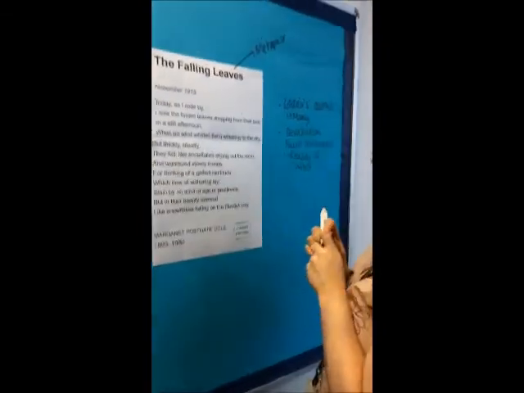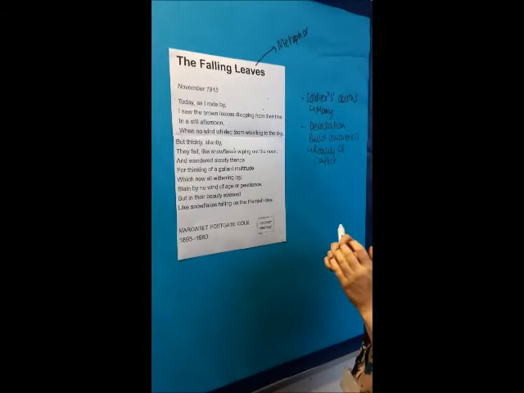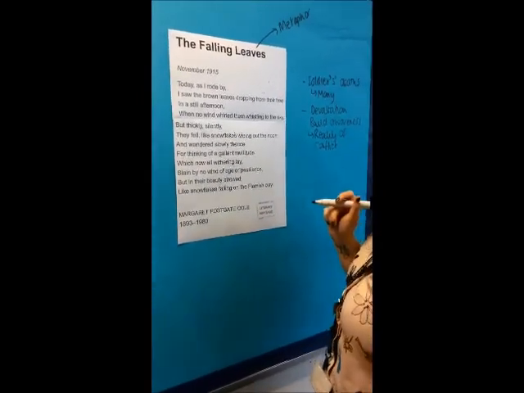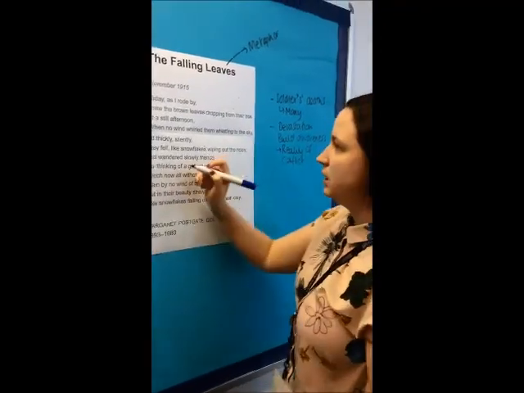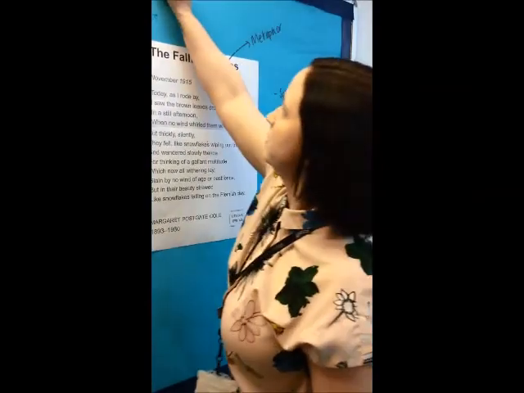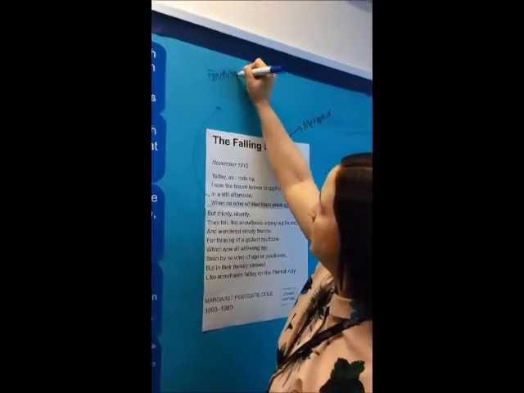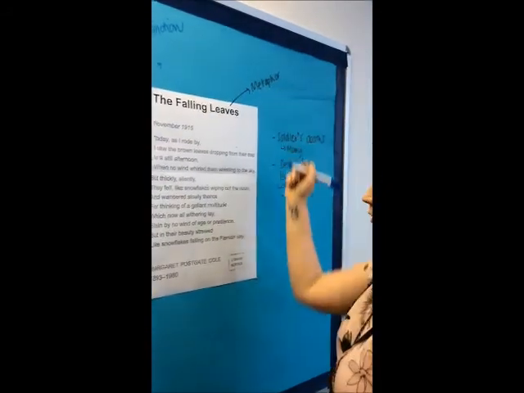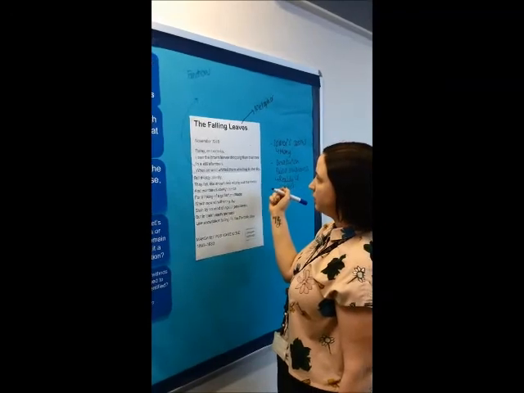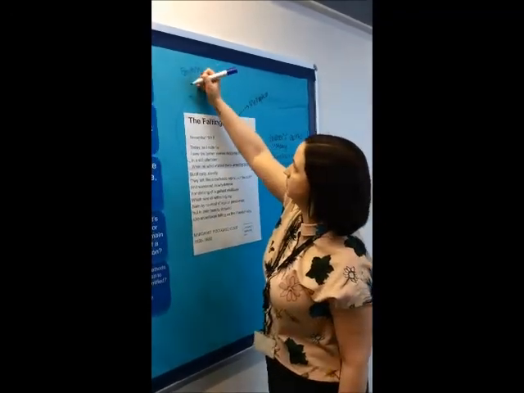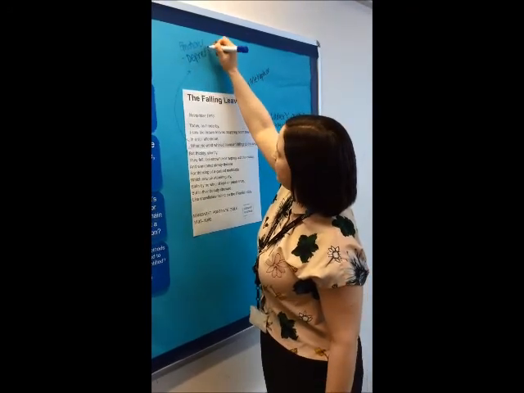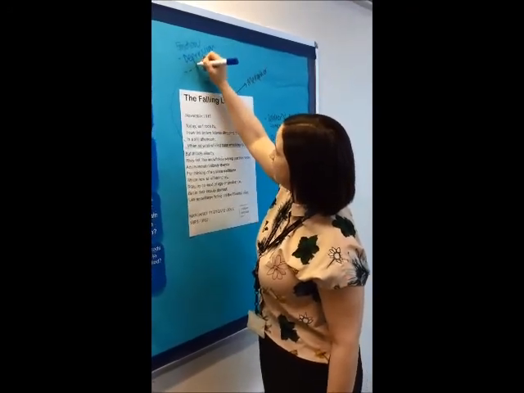Right, emotions. "Today as I rode by, I saw the brown leaves dropping from their tree in a still afternoon when no wind whirled them." It's quite draining, really, isn't it? Emotions from the start, I want to say despondent, but I don't really know. Depression, essentially, sullen.